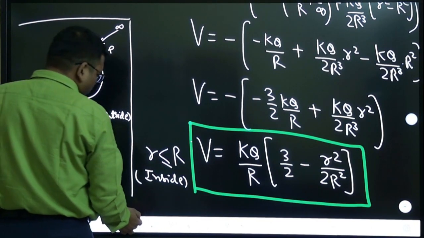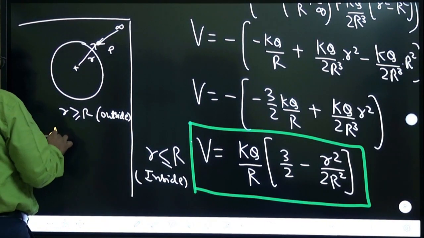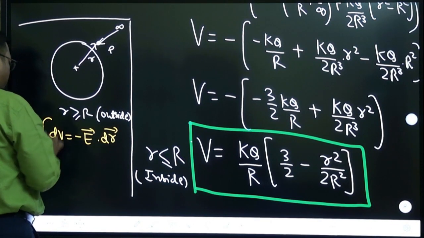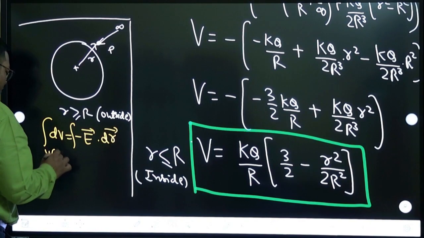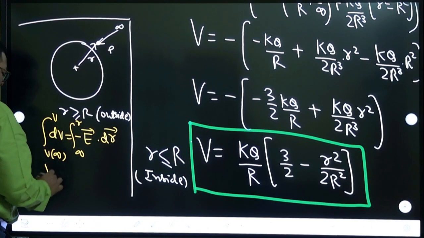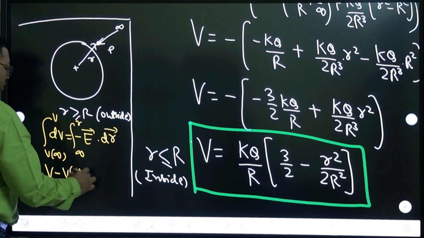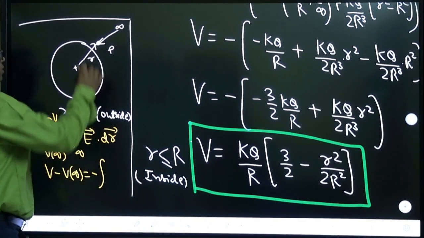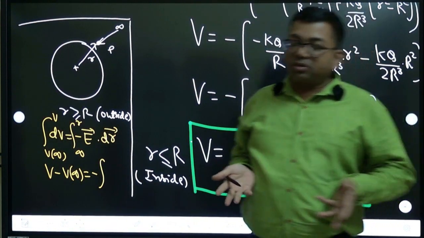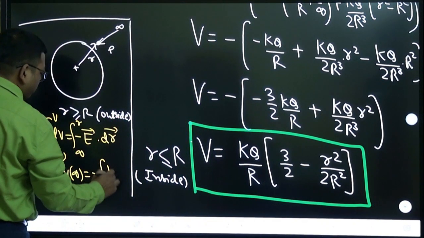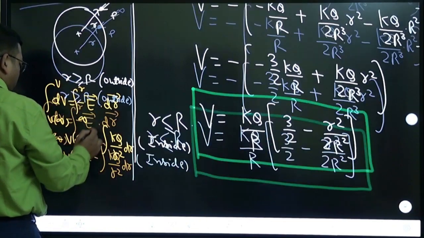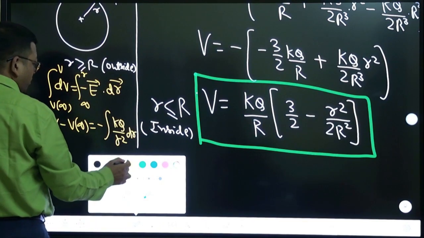So now let us try to prove that. Same approach, the formula will be the same. dV is equal to minus E dot dr, and you have to integrate again from potential at infinity to potential at that point. This is from infinity to that point. So this will be V minus V at infinity, and this will give us the electric field only outside, because you are moving only outside. So outside the electric field is kq by r square. So this will be kq by r square dr. So do this integration.